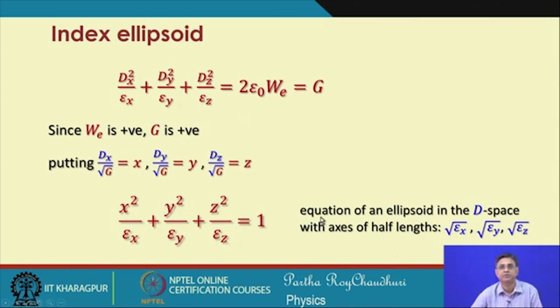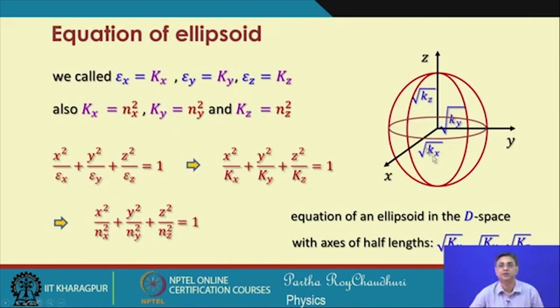Which, obviously, you can recognize is the equation of an ellipsoid in 3 dimension. So, the equation of an ellipsoid in the D space is represented by this equation, because x actually incorporates this dx, y takes care of dy and z this dz. So, with the axis of half lengths epsilon x, epsilon y, epsilon z. So, we define an ellipsoid in the D space whose half lengths of the axis will be epsilon x, epsilon y, epsilon z. So, how does it look like? You can refer to this figure.